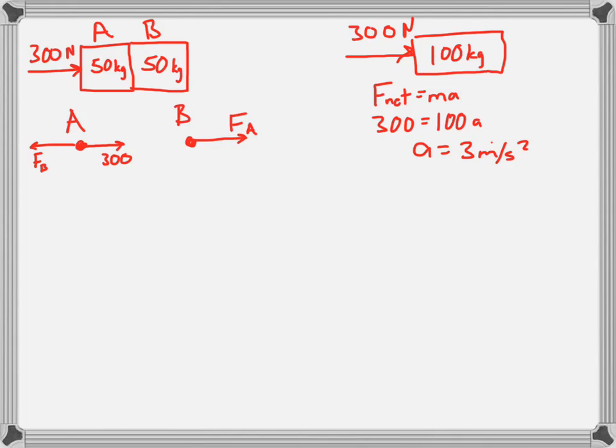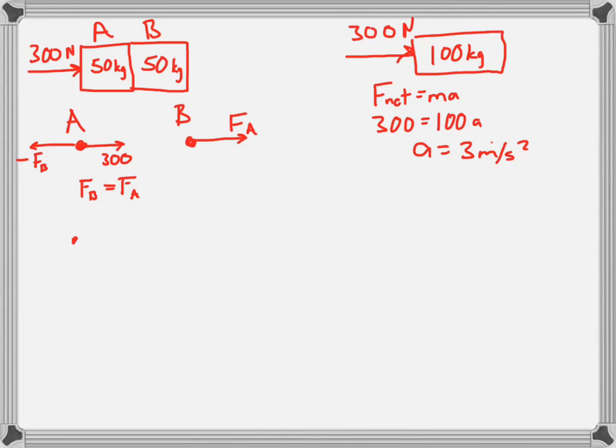Now Newton's third law states that this force and this force have to have the same magnitude, but opposite directions. So I can say that FB equals FA. But since they're in opposite directions, actually what I should have done, I forgot to put my minus sign right there to indicate that it's in the negative direction.